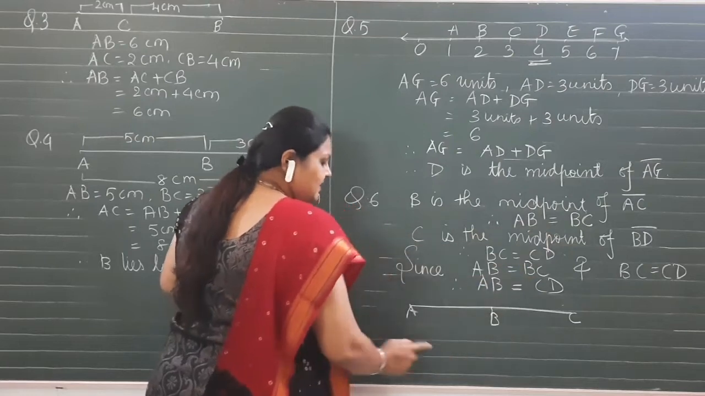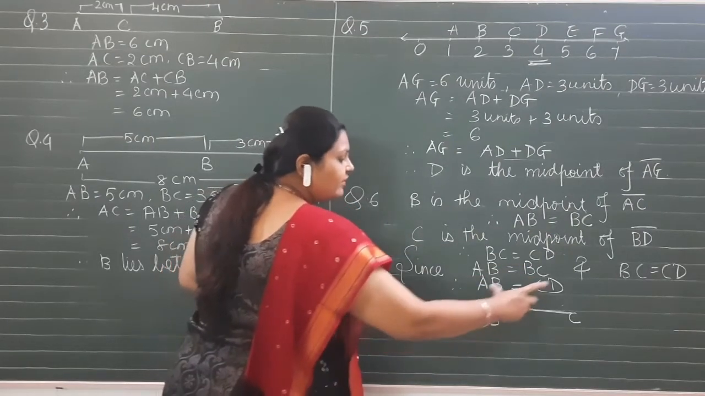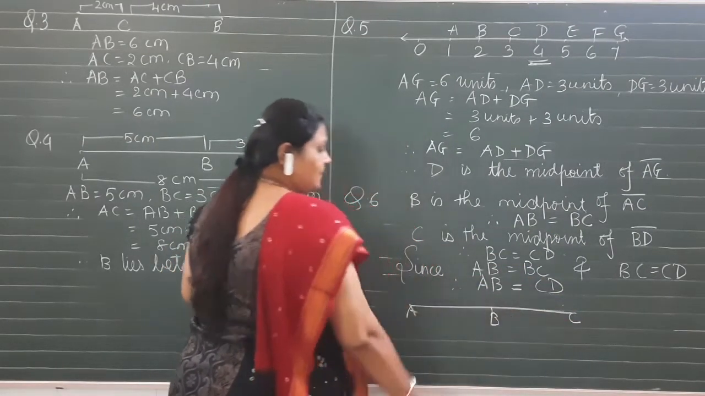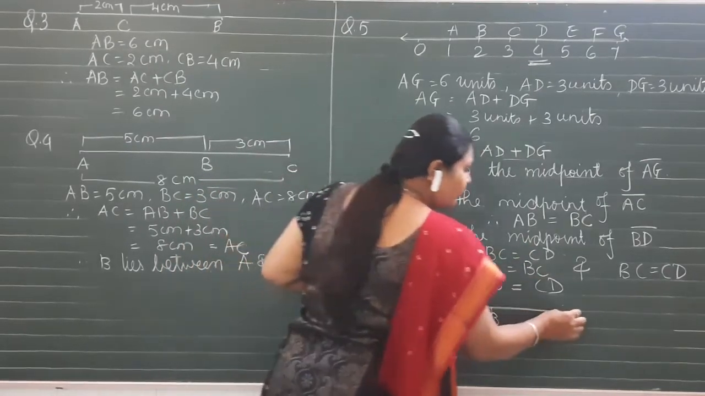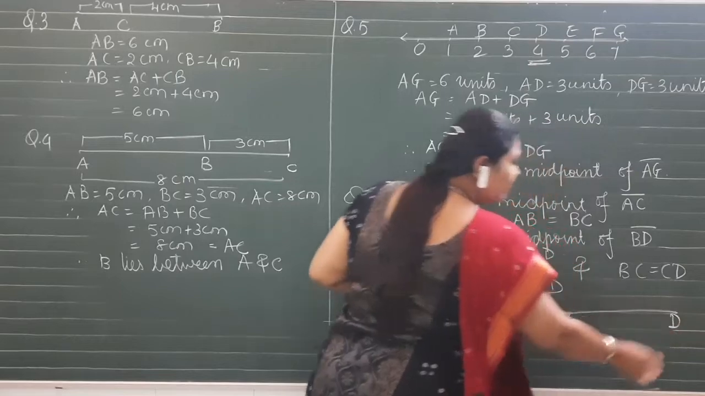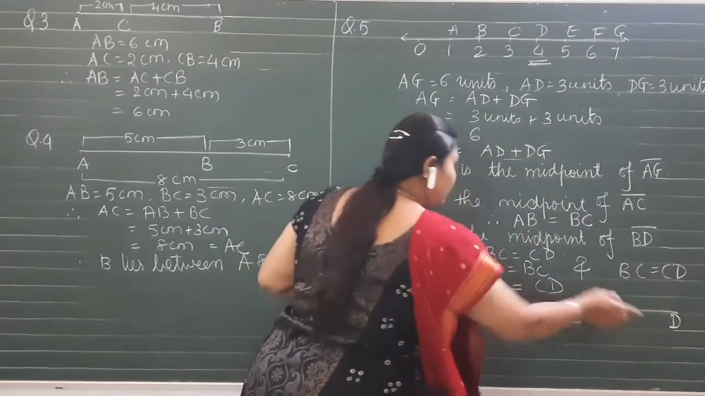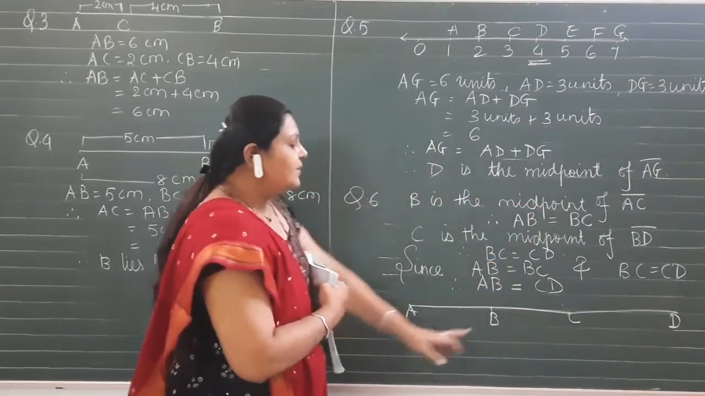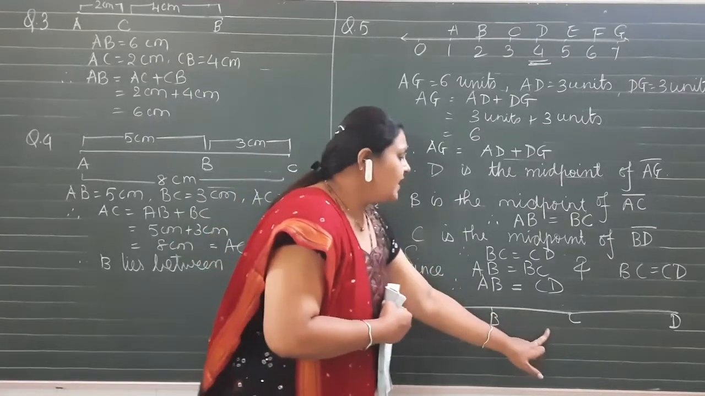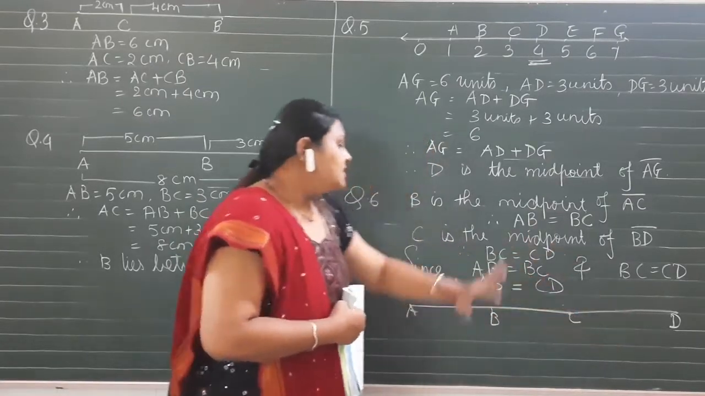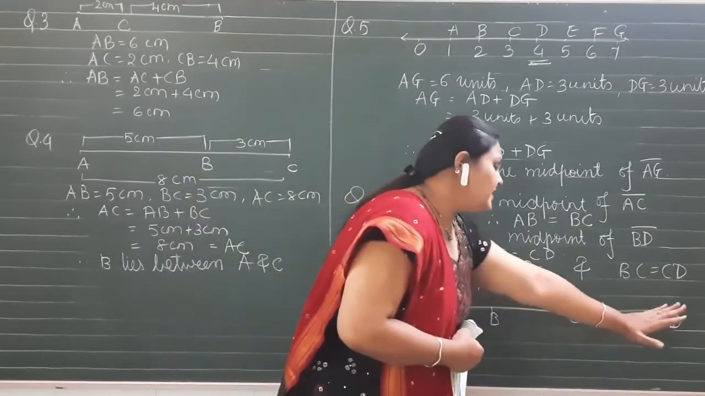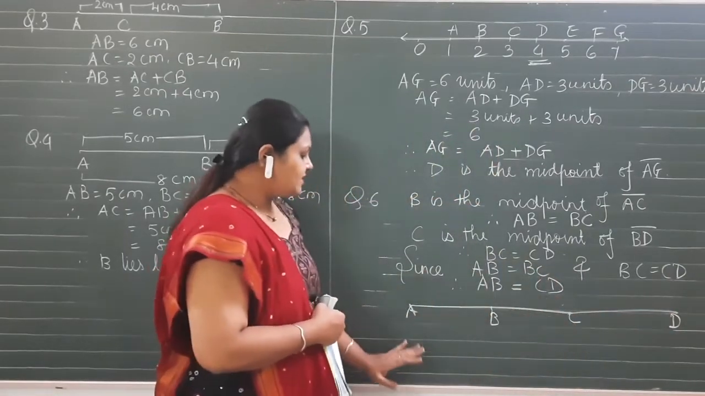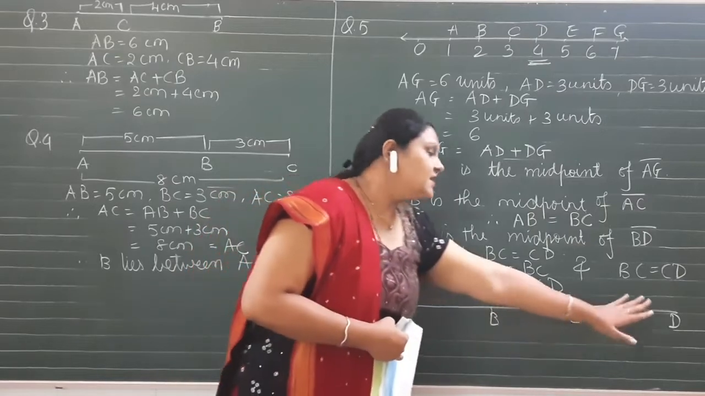AB equals BC. So what is the measure of AB? Will be same measure of BC. Now C is the midpoint of BD. Now again we'll move further by having one more point, that is BD. Here C is the midpoint. So BC is the same as CD. Since AB equals BC, same way BC equals CD. Hence we can say AB equals CD.